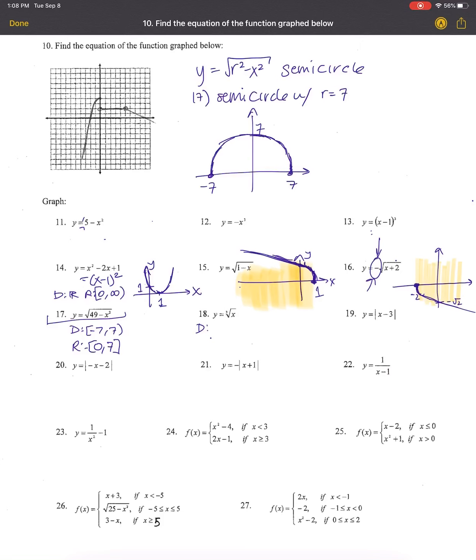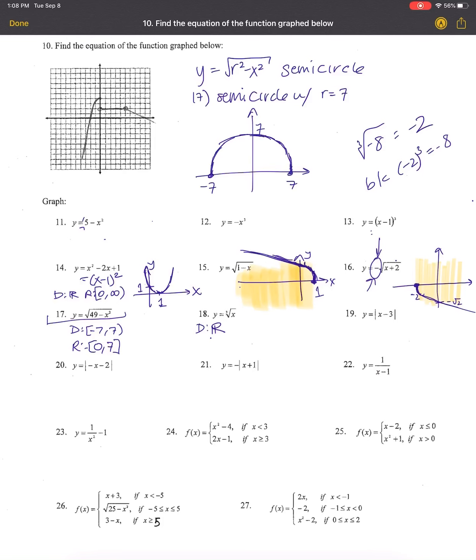Can I take the cube root of 0? Yes. Can I take the cube root of negative numbers? Also, yes. The cube root of -8 is -2, for example, because -2 cubed is -8. So I can take cube roots of negative numbers. So just like our cubic function, our domain is all real numbers.